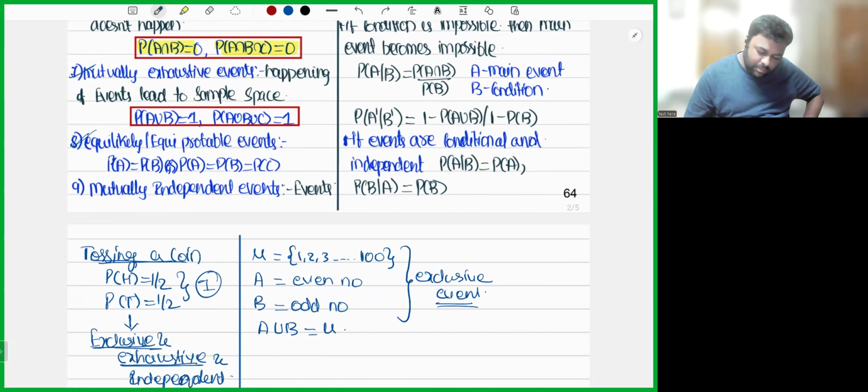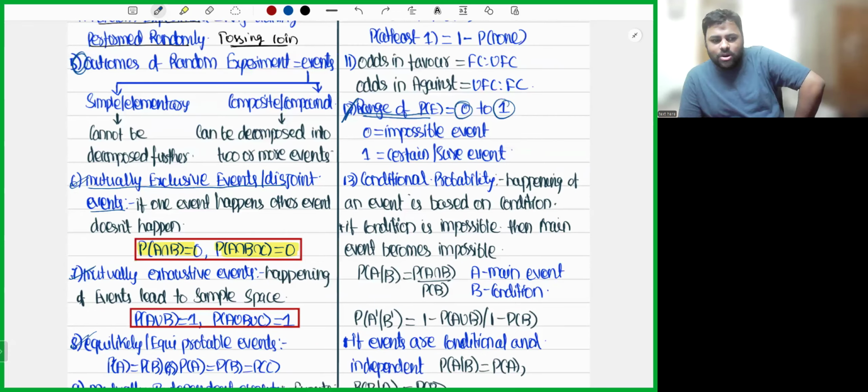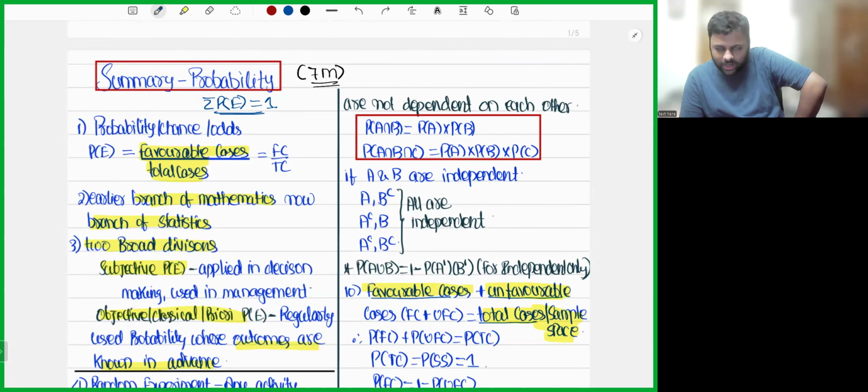Next, mutually independent events. Mutually independent events means events are not dependent on each other. Say, for example, you are tossing a coin. First time you got head. Second time, can you say that since the first time I got head, now surely I will get tail? No, you can't say, because they are independent of each other.